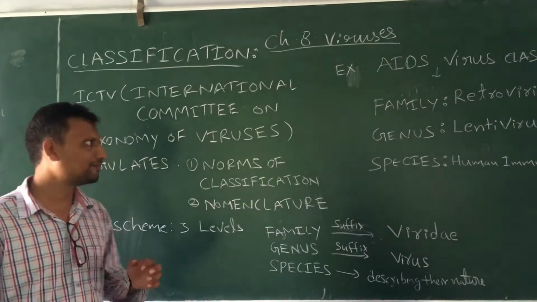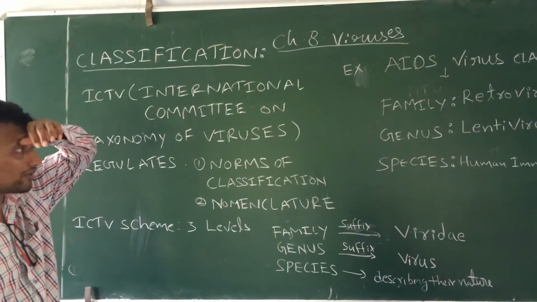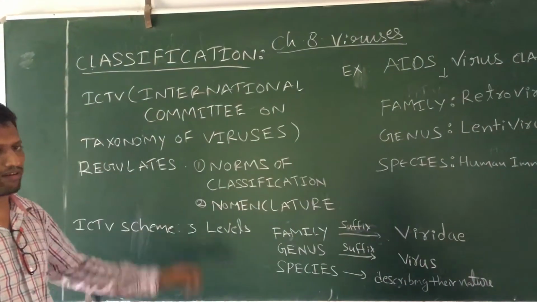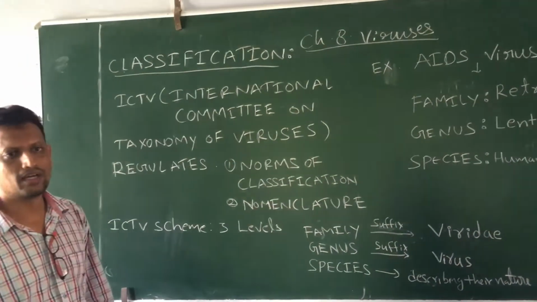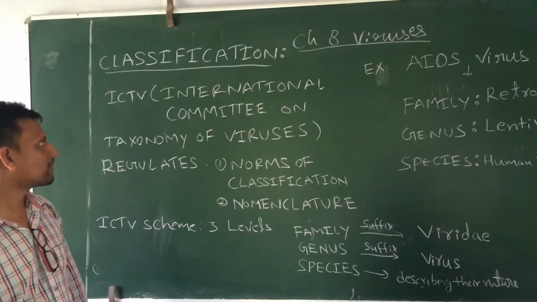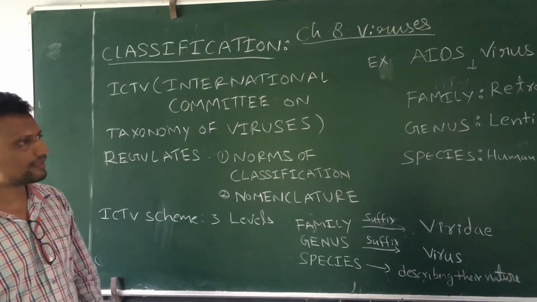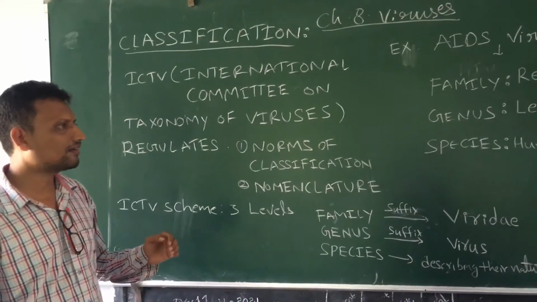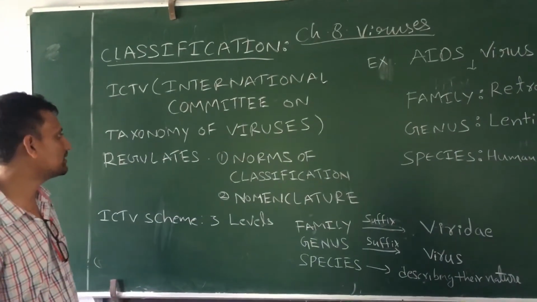How do we name them? Generally, viruses are commonly named after the diseases they cause. For example, polio virus means it causes polio in humans. Okay? Like that, they name them based on the diseases they cause.